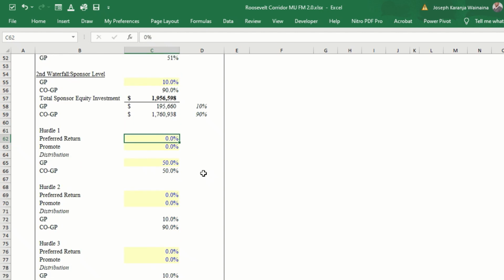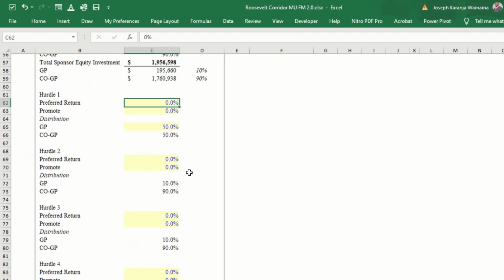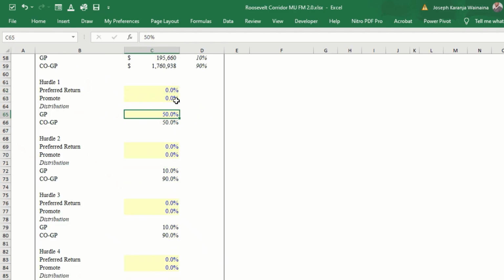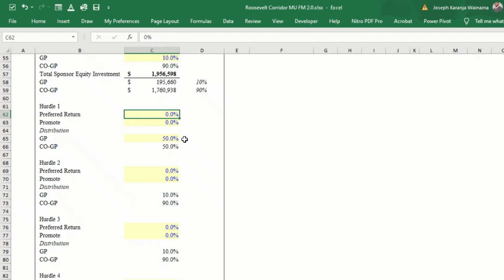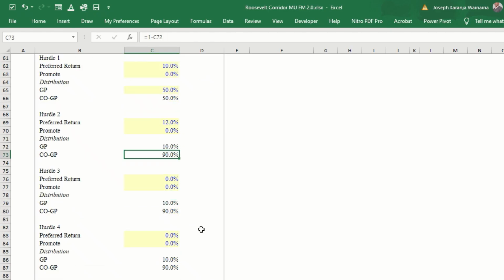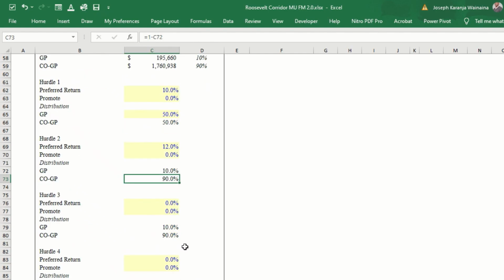So these are the hurdle rates. There's no ratio indicated here. So you can now alter and say if there's a preferred, say 10% here. There's no promote, so GP is only 50%. You can say here the second hurdle for the preferred is 15%. So let me say 12%. There's no promote, so it is 10/90. Based on the investment, there's no change because you don't have a promote.